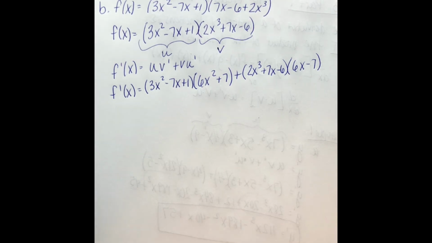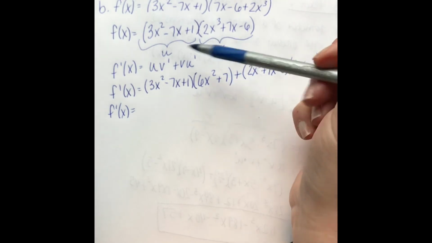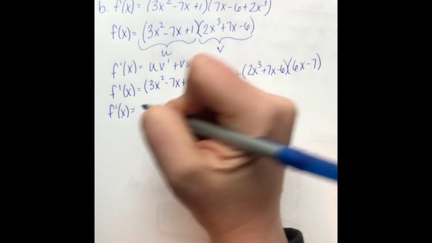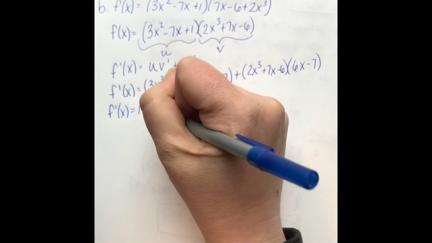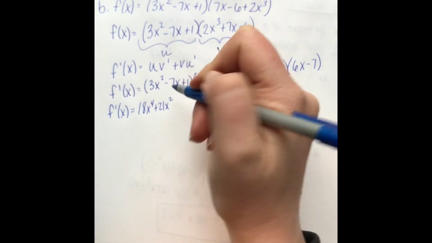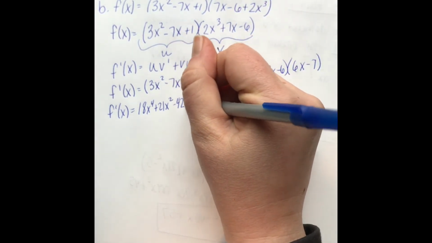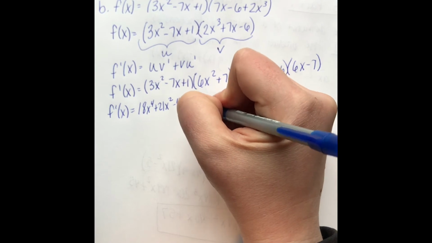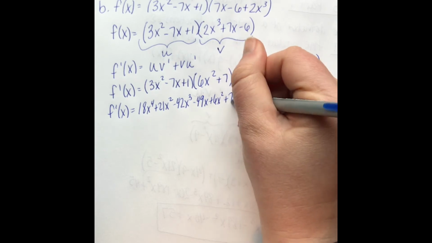Now we're just going to FOIL and do the distributive property again here. So f prime of x. I'm going to take this 3 and multiply it to both of those. So 3x squared times 6x squared is 18x to the 4th. 3x squared times 7 is 21x squared. Negative 7x times 6x squared is minus 42x to the power of 3. Negative 7x times 7 is minus 49x. And then 1 times both of these, so plus 6x squared plus 7.